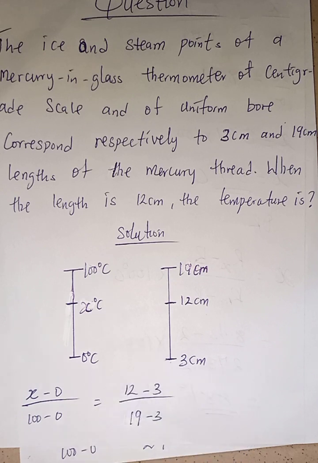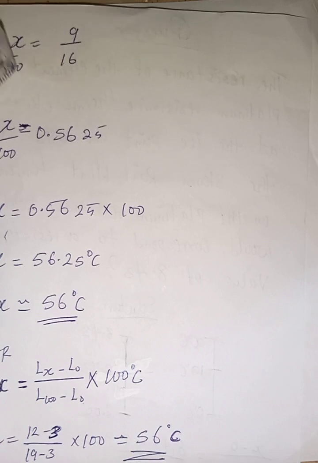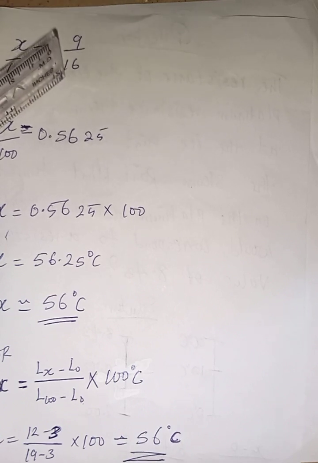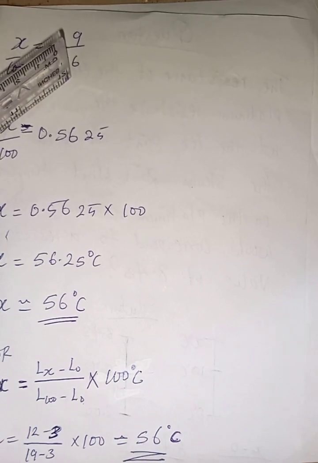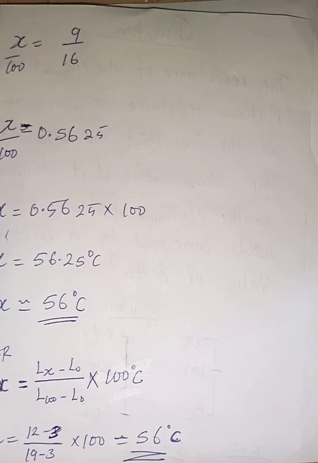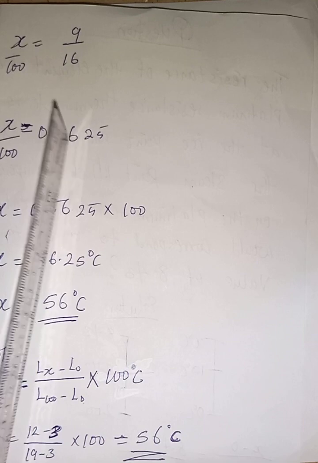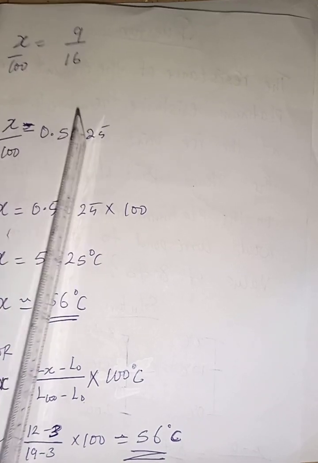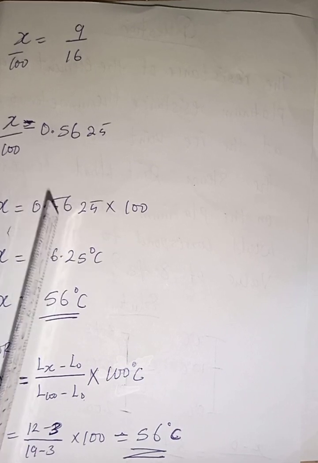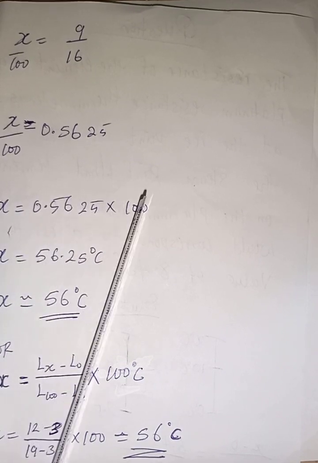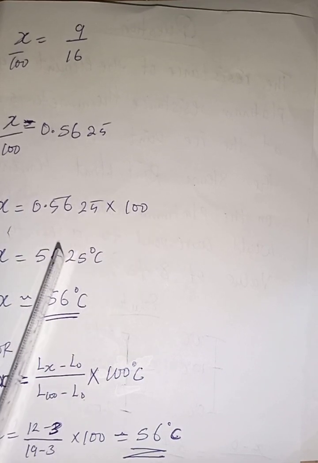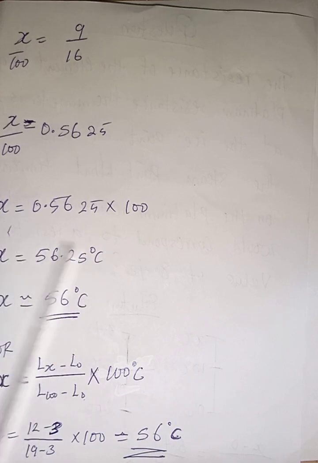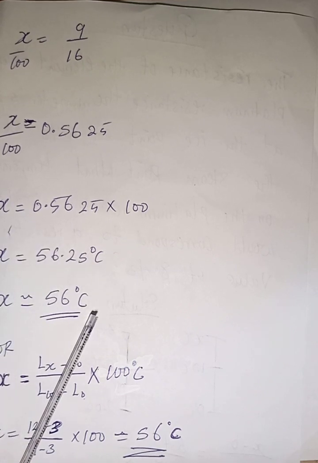So the next thing, let's see what we're going to have next. So we'll be having x over 100 is equal to 9 over 16. Next, x over 100 will now be 9 over 16, which is 0.5625. Then multiply by 100. 0.5625 times 100 gives us 56.25 degrees Celsius. If you approximate this one, you're going to have 56 degrees Celsius.